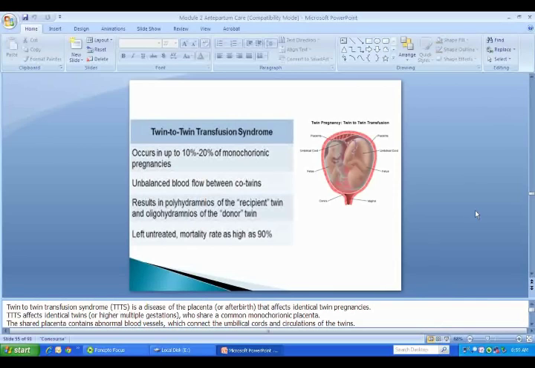Twin-to-twin transfusion is another way that can be impacted by the amount of amniotic fluid. Twin-to-twin transfusion is when we have an unbalance of blood flow between twins that share a common placenta. So one twin will thrive and one will have intrauterine growth restriction because it's not being nourished.